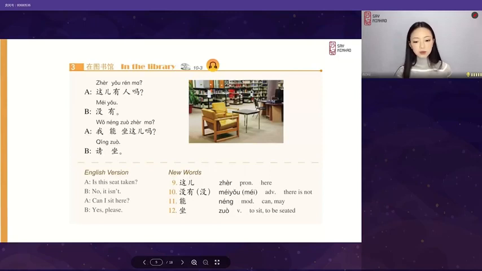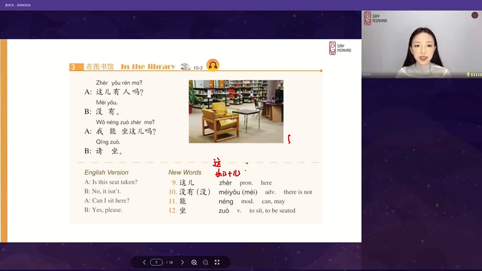There are 4 new words. First one is zher, which means here. We've already learned how to say there. Remember how to say it? It is nar, right? So here is zhe plus er, and there is na plus er, nar. And where, how to say that? Where is nar, right? Okay, very good.